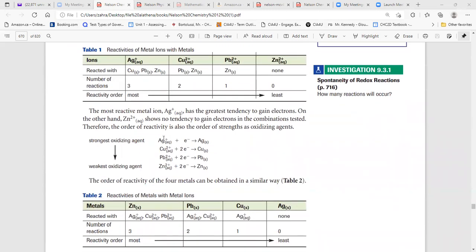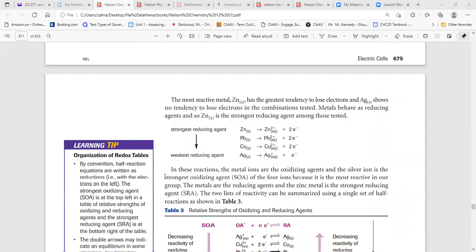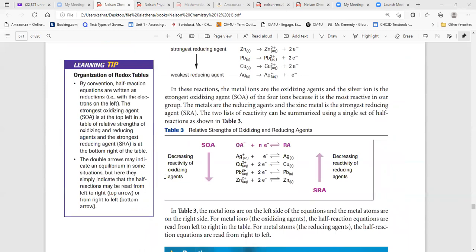So here is some oxidizing agents from the table. Ag is stronger than Cu, Cu is stronger than Pb, so this is the order. From the top to bottom, Ag is the strongest oxidizing agent. And on the bottom, it's the reducing agent, and the strongest reducing agent is at the bottom. From top to bottom, oxidizing strength is decreasing. From bottom to top, reducing strength is increasing.